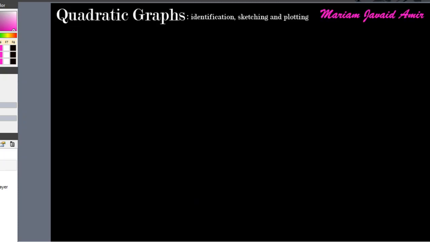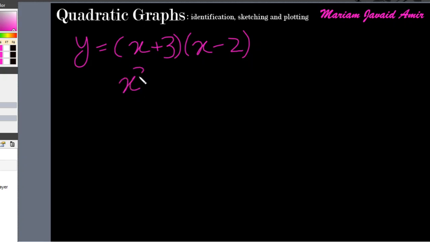Alright, next type of equation is when we have something like this: (x + 3)(x - 2). So this is a quadratic equation. The coefficient of x square will be plus 1, because when you open this you will get x square minus 2x and so on. So the coefficient of x square is positive, so that means the graph will be a U-shaped graph.